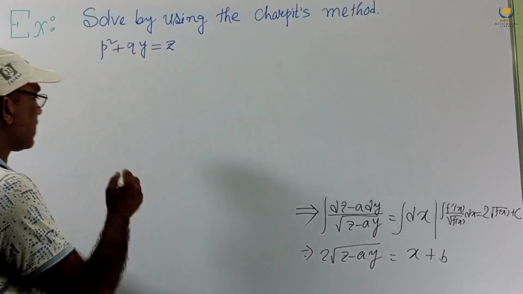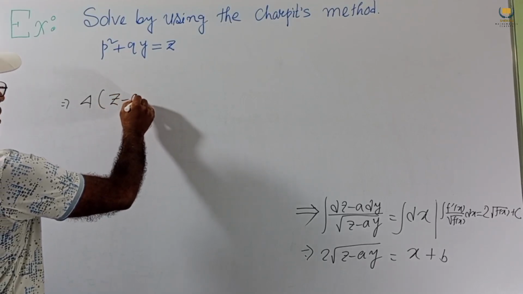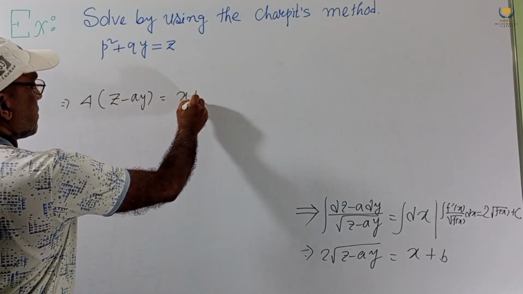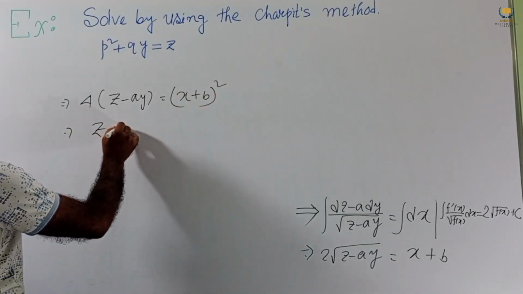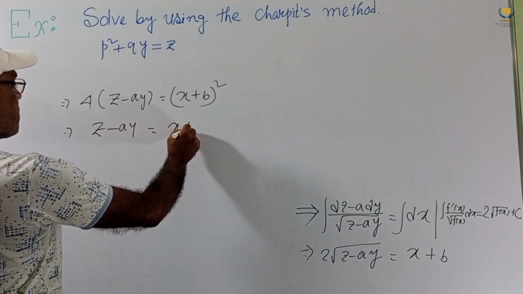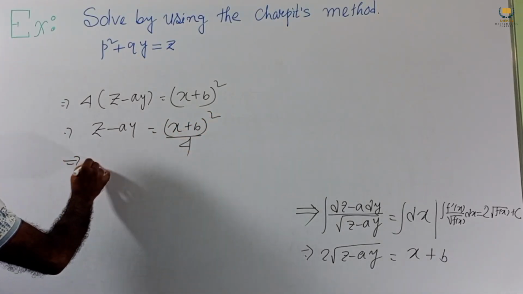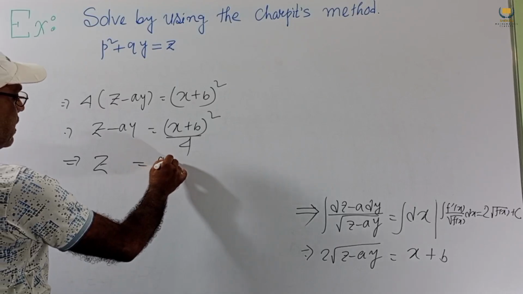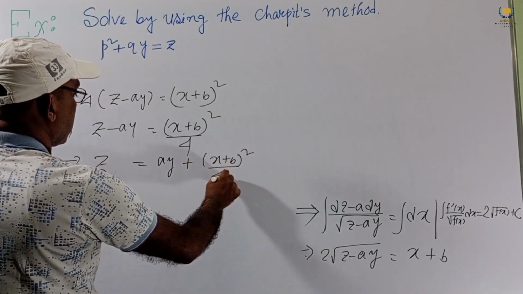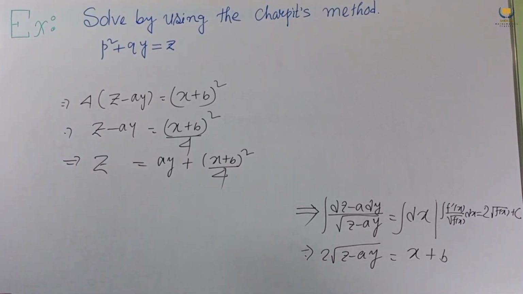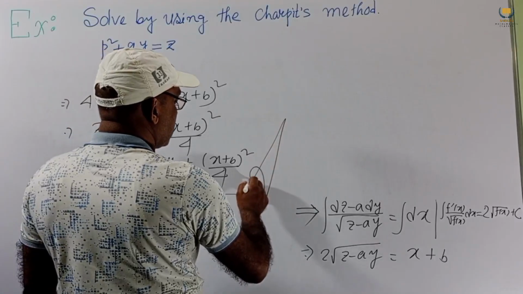If we square both sides, then we get 4 times z minus ay, the root will be cancelled. This is x plus b whole square, so z minus ay equals x plus b whole square by 4. This implies z equal to ay plus x plus b whole square by 4. So this is the answer, or we can expand this one also. This is the final answer.